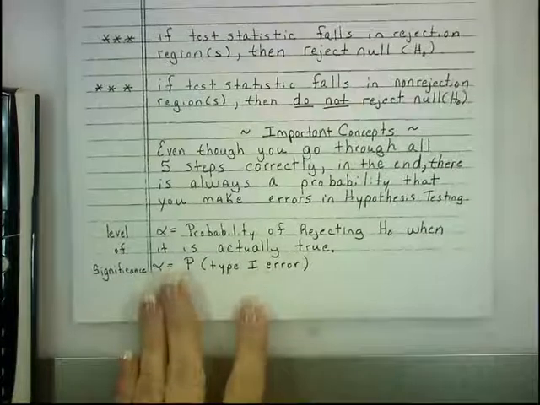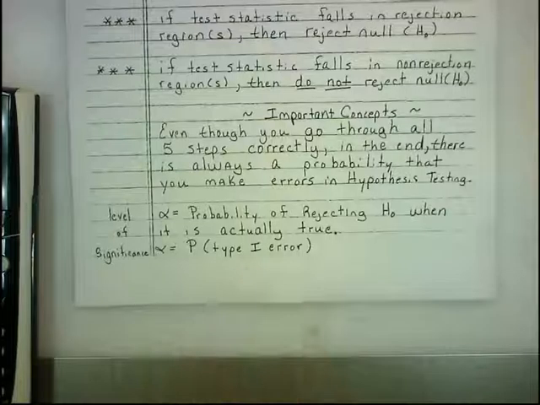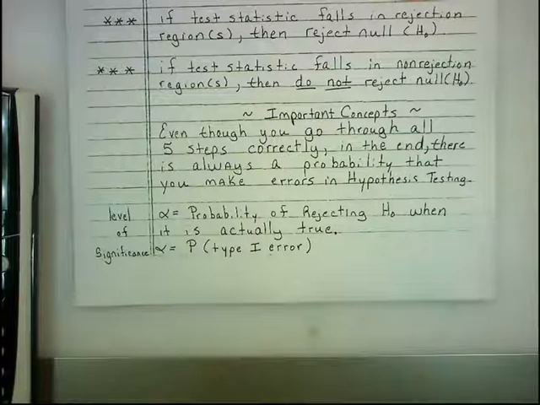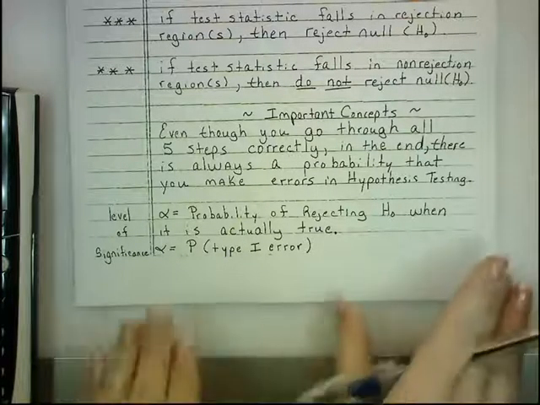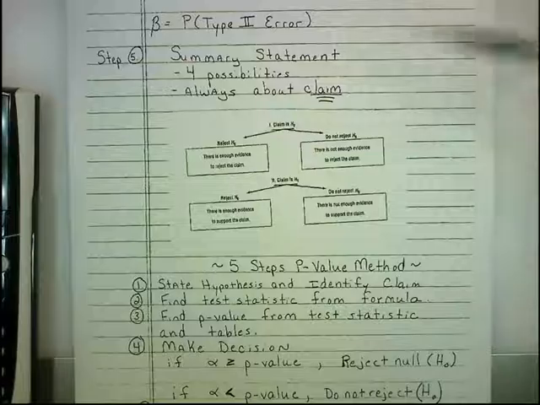Once again, there are important concepts. Even though you go through all 5 steps correctly, there's still the possibility that you make a mistake. Alpha is the probability of rejecting the null when it could be true, which is a type 1 error. And beta is the probability of not rejecting the null when it's actually false, and that's a type 2 error.